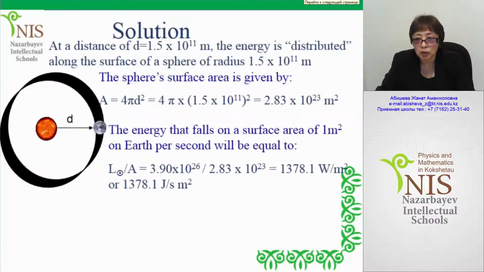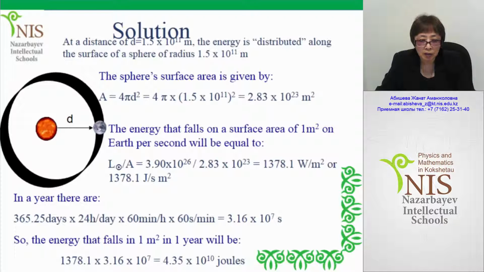The energy that falls on a surface area of 1 meter squared on Earth per second will be equal to the luminosity of the Sun over the area, equals 3.90 times 10 to the power 26 over 2.83 times 10 to the power 23, equals 1378.1 watts per meter squared, or 1378.1 joules per second per meter squared.